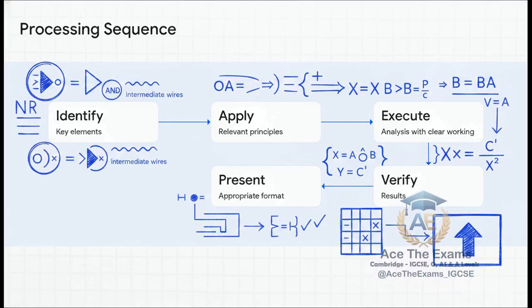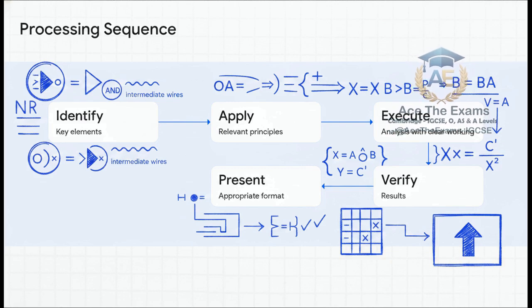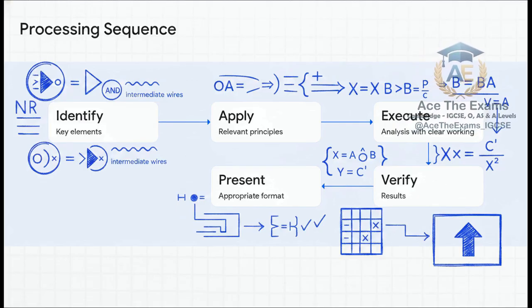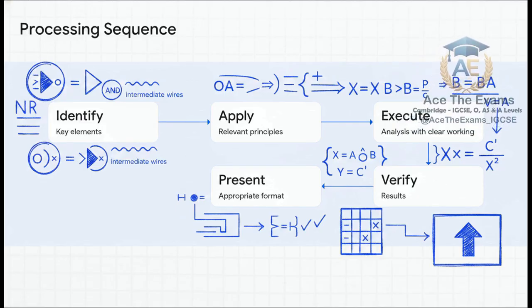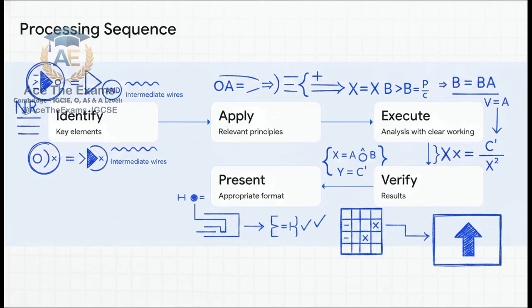Use a super quick trace table or truth table to test your final unified expression against the original circuit using just a couple of test inputs. It takes seconds, but saves grades. Step 5. Present in the precise format requested by the specific command word. If you rigorously follow this blueprint, your marks will absolutely skyrocket.